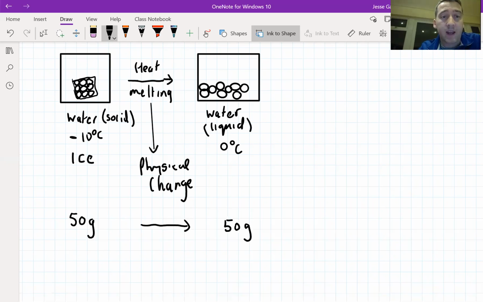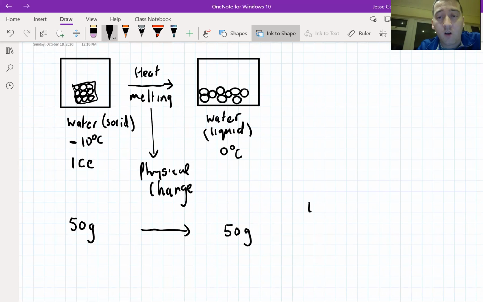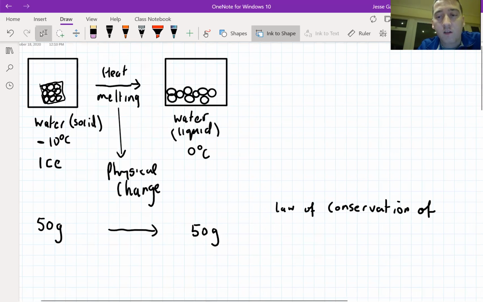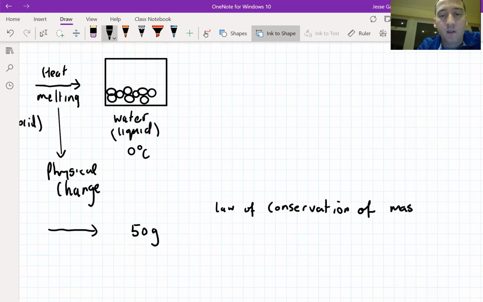Why? Well, again, mass measures how many atoms there are, and we haven't changed the number of atoms. So technically, the mass shouldn't have changed. This is a really important law in chemistry. It's called the law of conservation of mass.